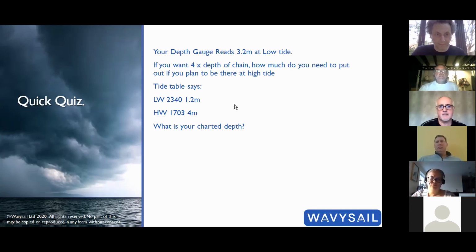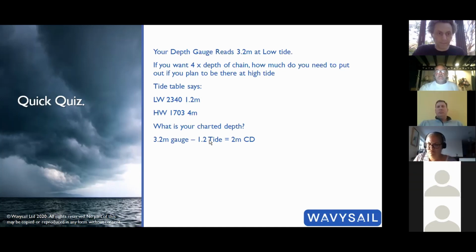And your tide table says that your low tide is currently 1.2 meters and it's going to go up to 4 meters. So the first question is, what is our charted depth? We know it's low tide, so we know we've got a tide of 1.2 meters. So what's our charted depth? It's going to be the 3.2 on your gauge less your tide giving you your charted depth, your chart datum. So that gives us how much chart datum we've got.